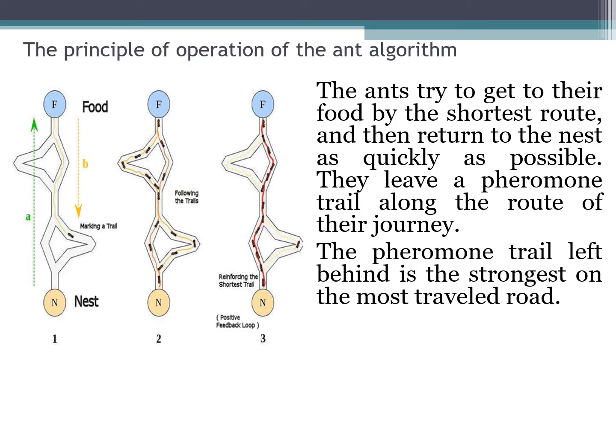This slide depicts the principle of operation of the ant algorithm. The ants try to get to their food by the shortest route, and then return to the nest as quickly as possible. They leave a pheromone trail along the route of the journey. The pheromone trail left behind is the strongest on the most traveled road, and the most traveled road is usually the shortest route.